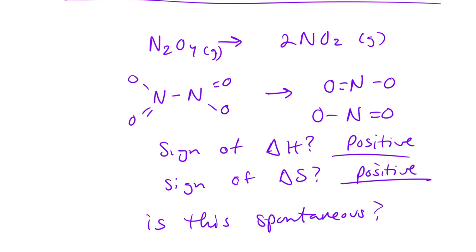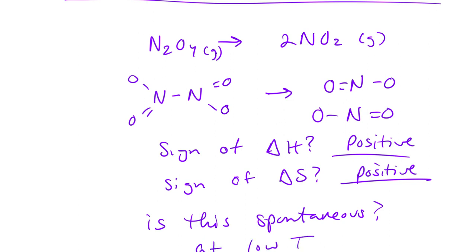Yeah, so we have more things, right? That's just sort of the way I think about it. We have more things in the product side now. We have 2 gas molecules as opposed to 1. So they can be in more places, they have more microstates they can be in. Yeah, more moles. Is this reaction spontaneous? Yeah, depends on the temperature.